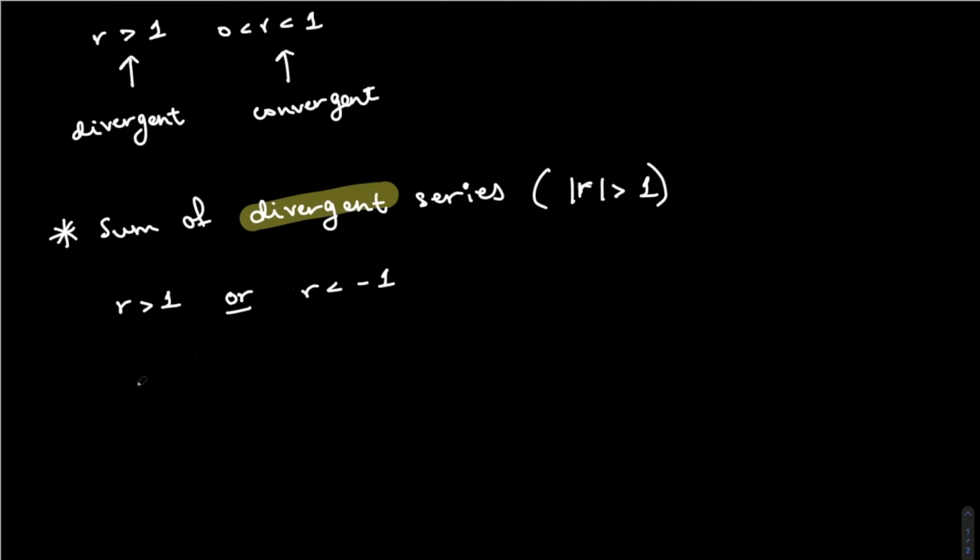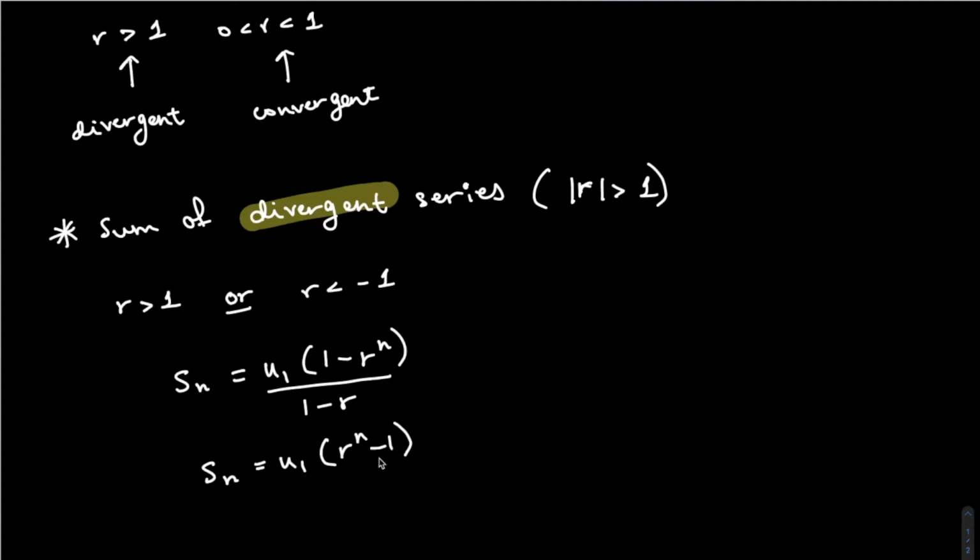All right. So if we have a divergent series where the modulus of the common ratio is greater than 1, what we can write is, and this is found in the data booklet as well, the sum of n terms is equal to the first term times 1 minus the common ratio raised to the power n upon 1 minus r. Now, this can also be written as S of n is equal to u1 times r raised to the power n minus 1 upon r minus 1, right?